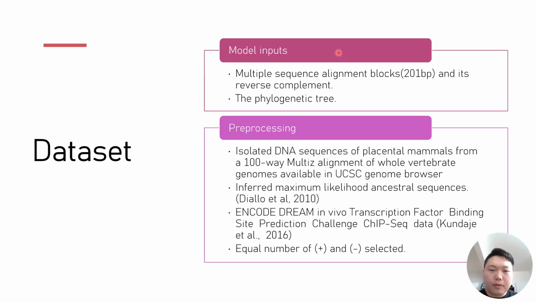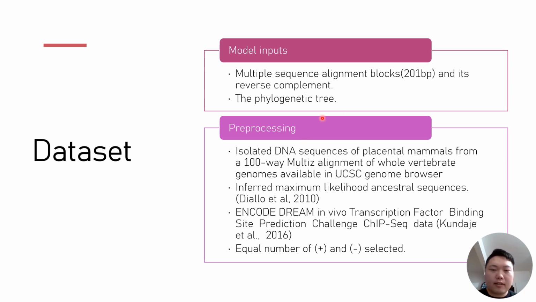The model input includes the multiple sequence alignment blocks of 201 base pairs and its reverse complement, plus the phylogenetic tree that represents the relationship between the species in the multiple sequence alignment.